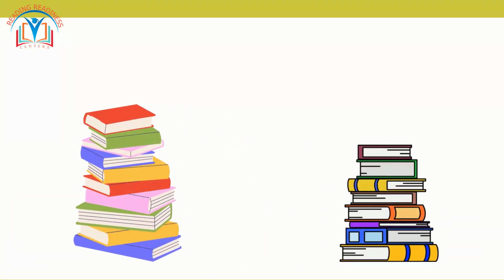Imagine you have 2 stacks of magical books, one with 10 books and the other with 8 books. Now, when we use the greater than or equal to symbol, it's like checking which stack has the same or more books. So, in the case of 10 is greater than or equal to 8, it means the stack with 10 books not only has more books, but also includes the same number of books as the other stack.